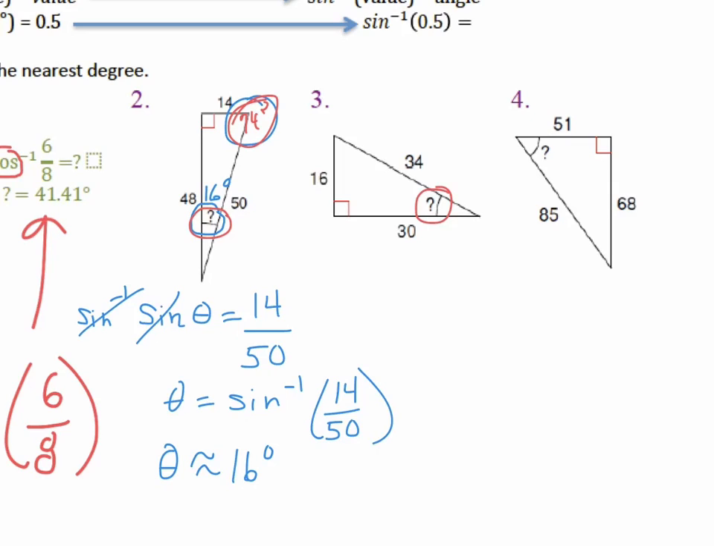Anyway, tangent of our angle is the opposite side. So opposite of our theta is 16. And then our adjacent side is next to theta. Can't be the hypotenuse. It's going to be 30. So our ratio that we have to write next to this is 16 over 30. And then I would inverse tan on both sides. So tan inverse over here, tan inverse over here.